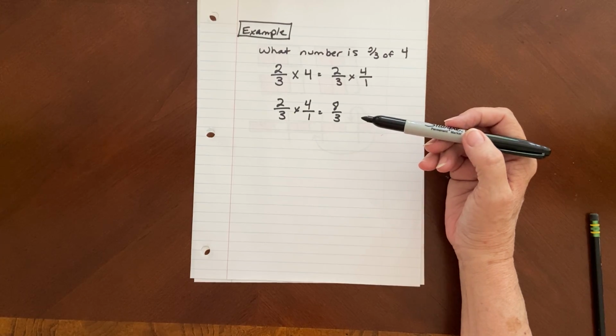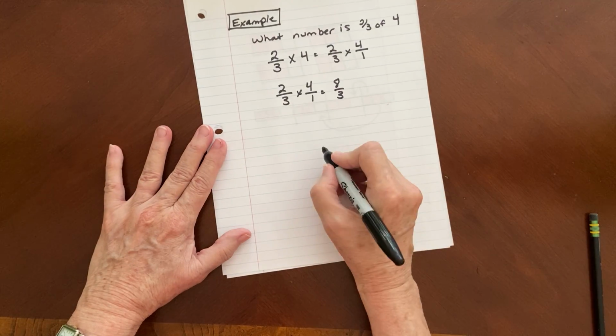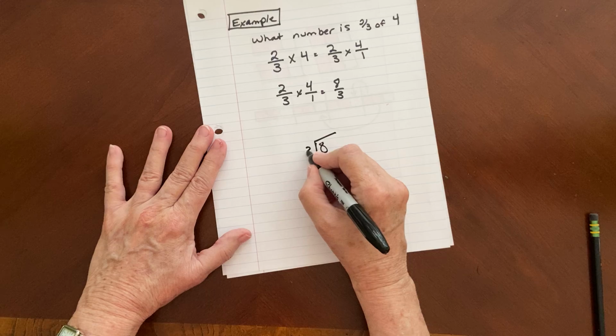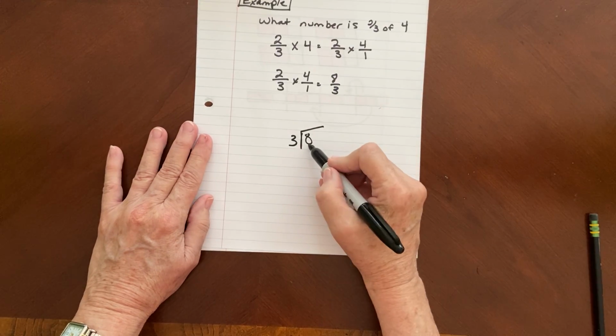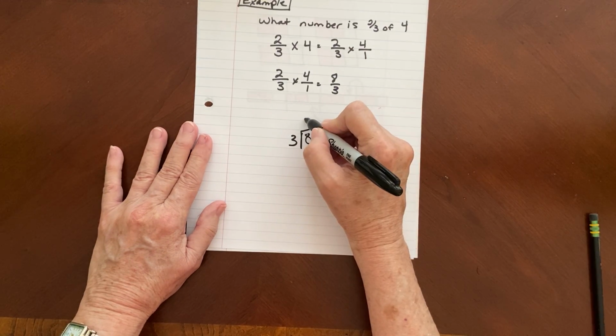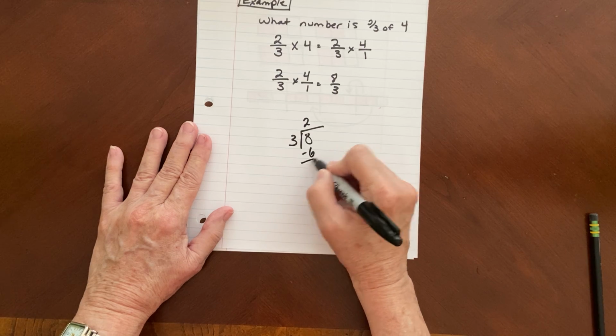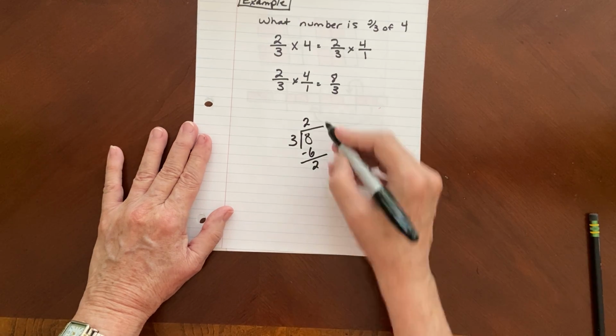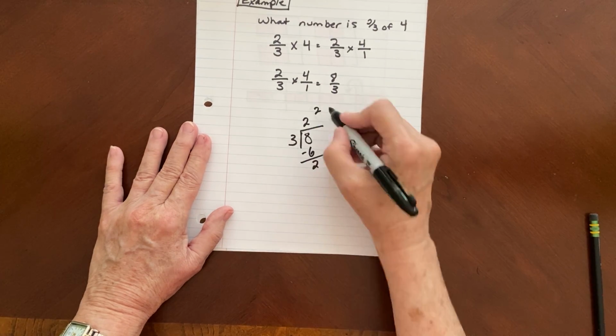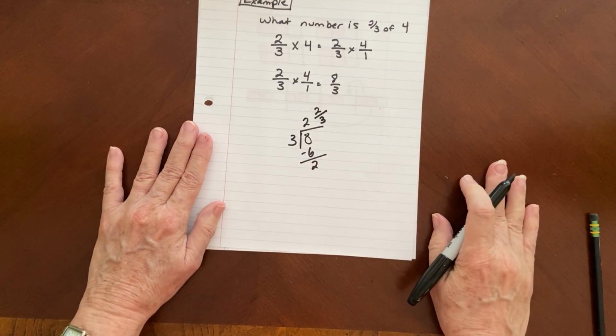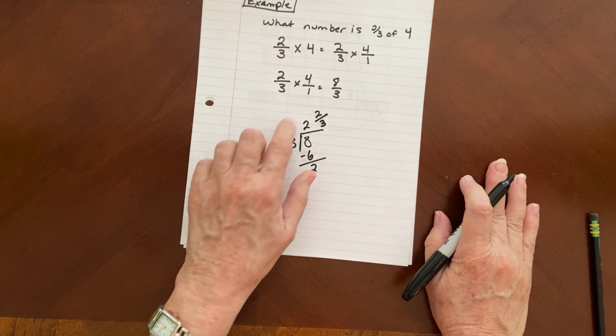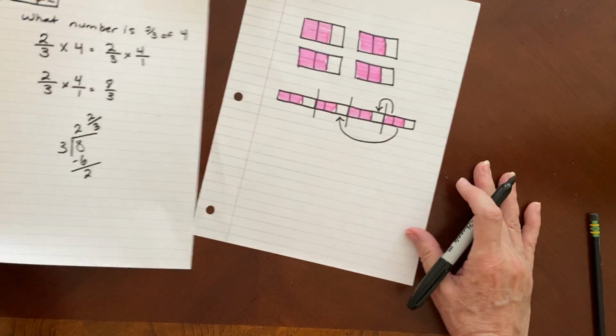Let's make it into a mixed number. That's a division problem. Top number always goes in the box. 3 goes into 8 2 times. My remainder is my numerator. My divisor is my denominator. So 2 and 2/3. Okay.